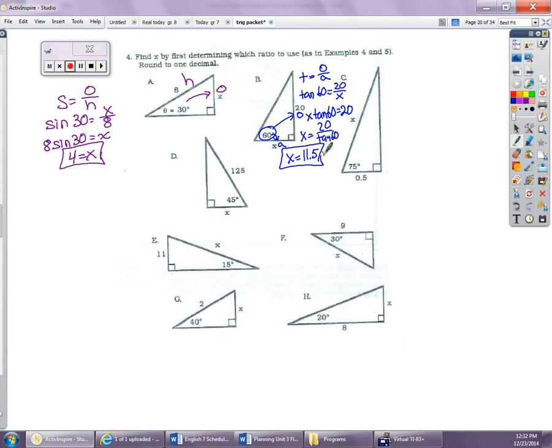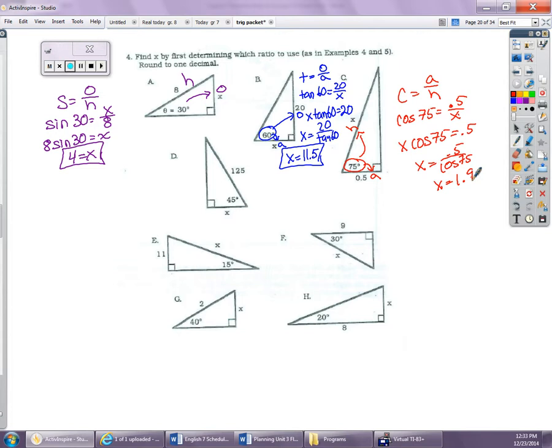When you look at C, so here's C, here's our angle, this is adjacent, this is hypotenuse, so adjacent and hypotenuse, cosine is adjacent over hypotenuse. So now we have the cosine of 75 degrees equals 0.5 over x, multiplied by the denominator, and divide by the cosine, and that will give you 1.9. And we have 5 more problems here.